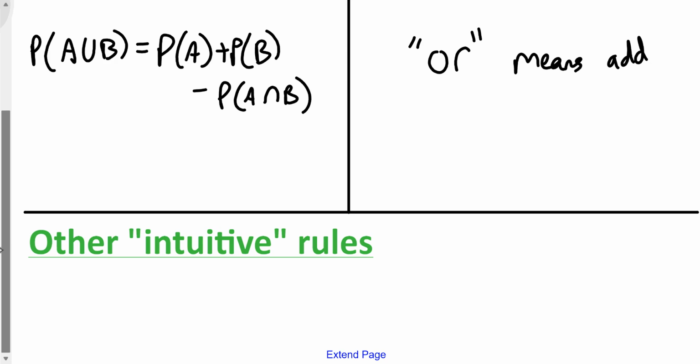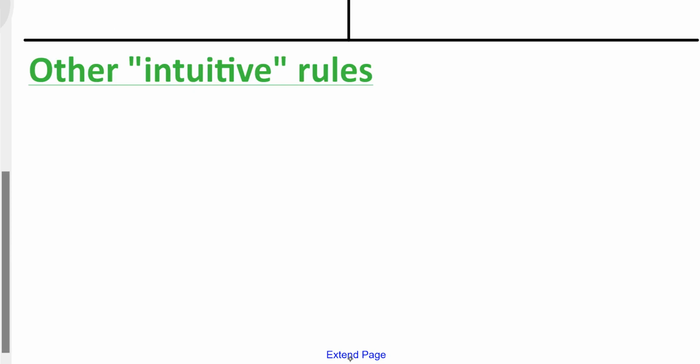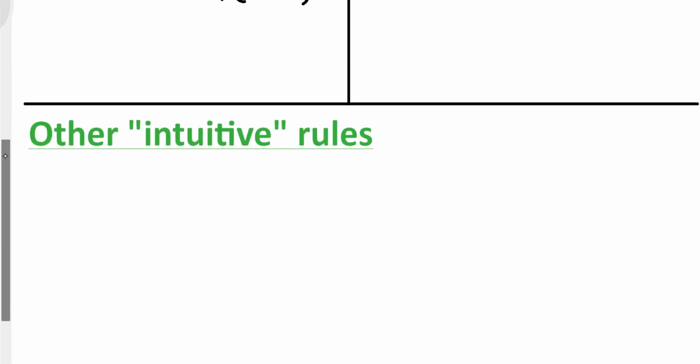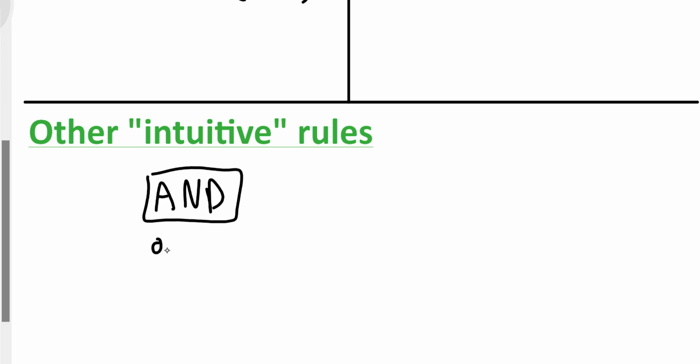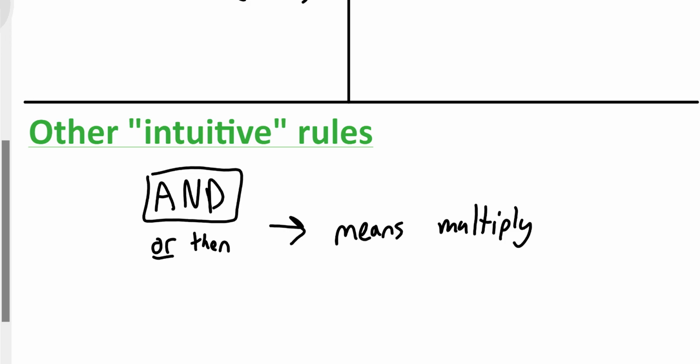Now, there are other intuitive rules, and this is something you maybe know, like what's the chance of getting a heads and then a heads again if you're flipping a coin? Well, you can do 1/2 times 1/2. So anytime you see the word and, or then, that generally means multiply. So we're going to get into that a little bit more today.